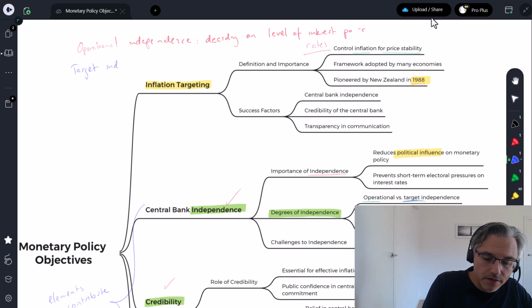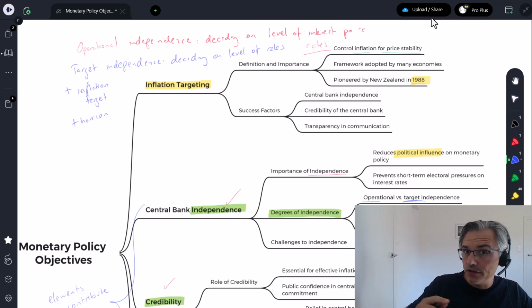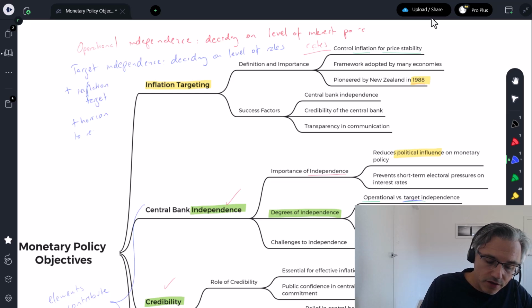Target independence, because it involves not only deciding, the central bank having the flexibility to decide on the actual level of rates, but also on the inflation target itself. What inflation target should we be aiming for, and the horizon, the time horizon to reach that target.